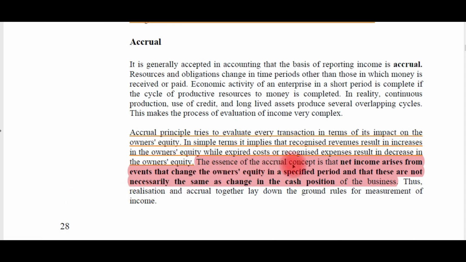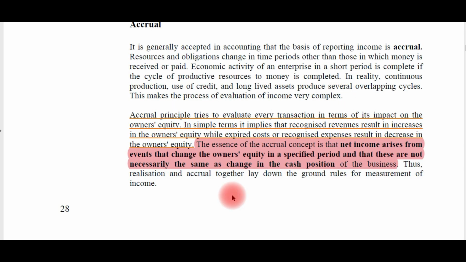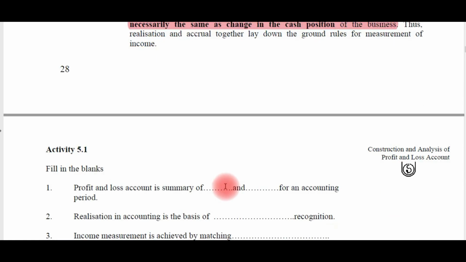The essence of the accrual concept is that net income arises from events that change the owner's equity in a specified period, and that these are not necessarily the same as the change in the cash position of the business. Whether cash is coming or not doesn't matter. But when revenue or expense is recognized, that will affect the owner's equity.